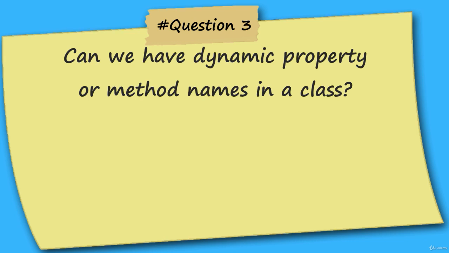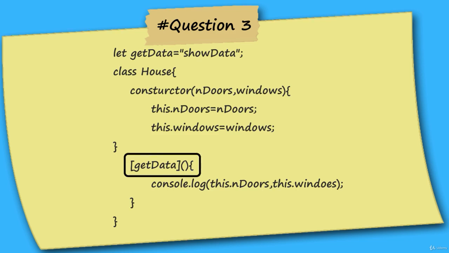The third question is, can we have dynamic property or method names in a class? Yes, of course we can have it. This is how you can have it. Just put a square bracket and that method name or property name can be dynamic.